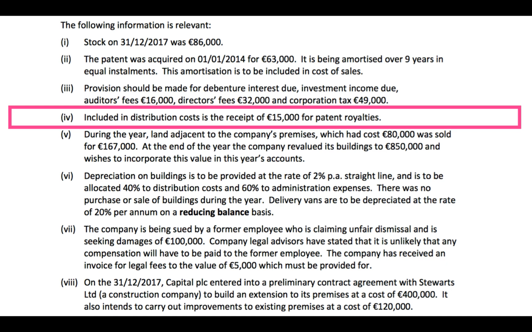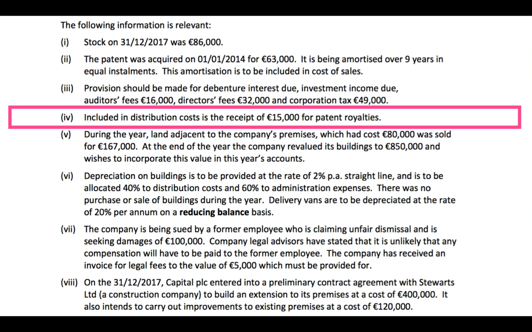Note 4, included in distribution costs is the receipt of 15,000 euro for patent royalties. Okay, I would love it if you would draw a T account and write down distribution costs. Okay, and I want you to think about what side of the T account you would enter that distribution costs. What side would you enter that? You would enter it into the debit side. Why? Because debit side are expenses and distribution costs are expenses. So that would be debit side of distribution costs is where you record them.